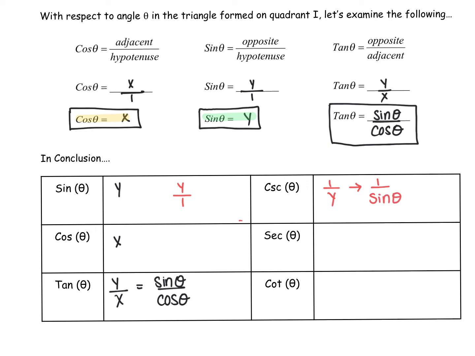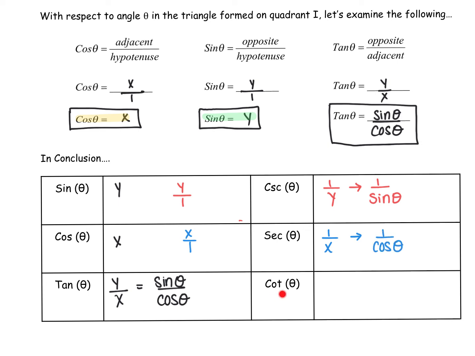Either one of those is fine. We knew that secant is the reciprocal of cos. So if cos is x, we can make this x over 1, and if we flip that, it becomes 1 over x. And x is cos, so we know secant is 1 over cos.